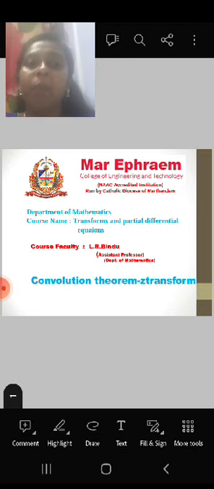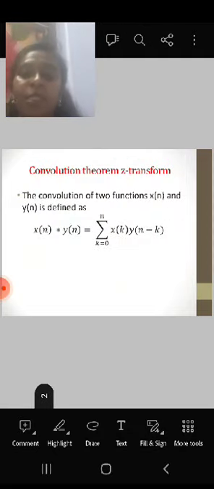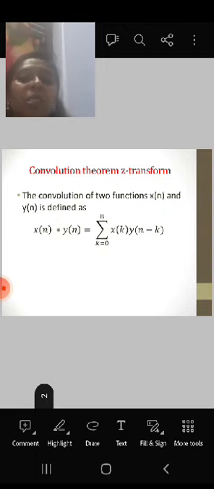In the time domain, the convolution of two sequences is expressed as x of n star y of n equal to sigma k equal to 0 to n x of k into y of n minus k. So this is the convolution of two sequences.